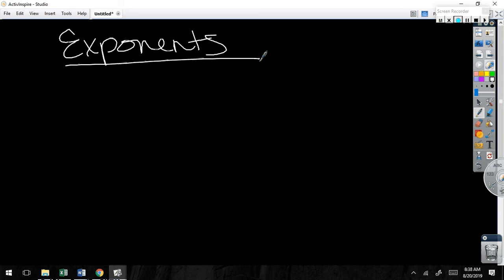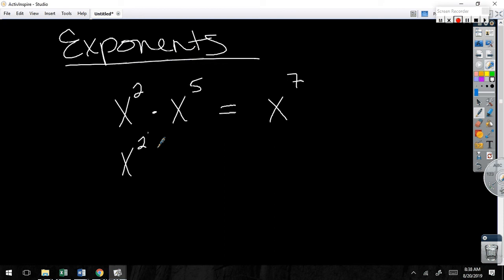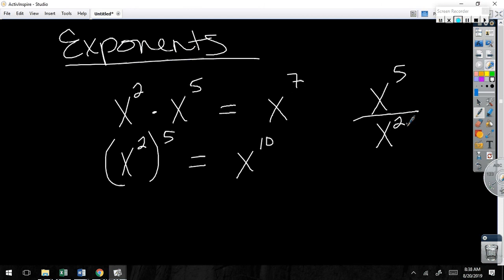Okay, we talked about what to do if you were multiplying with the same base. What do you do with those exponents? You add them together, that's right. What if you had a power raised to another power? Multiply them, that's correct. Let's see, what if I was dividing? Subtract. Y'all do remember these.